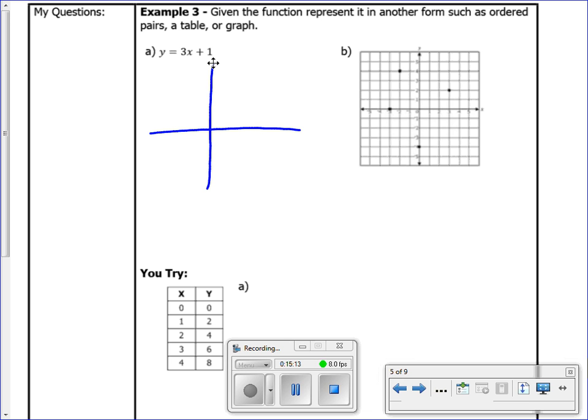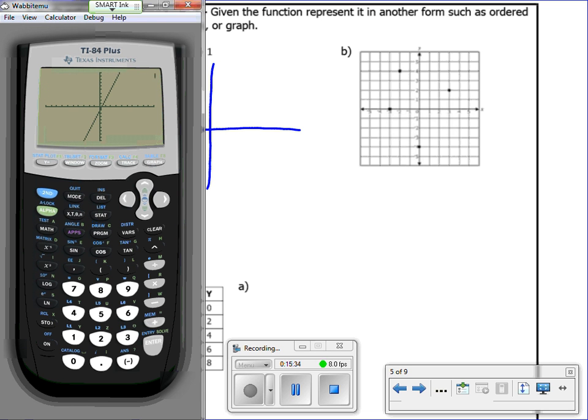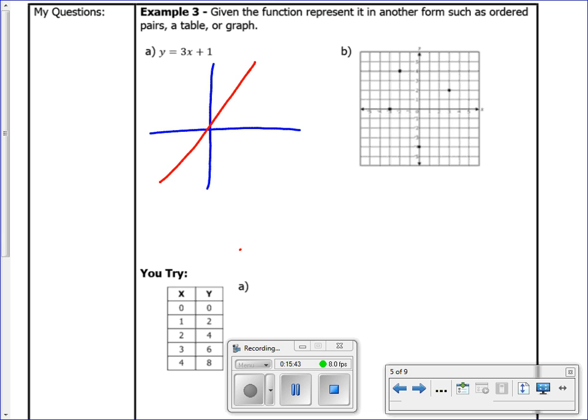Okay, so let's make our graph here. And I'm going to bring up my graphing calculator to rewrite what this graph would look like. So I'm going to put in 3x plus 1 into y equals, and I'm going to hit graph. And now I'm just going to replicate what this graph looks like. It looks like something going like so. And that's one representation.